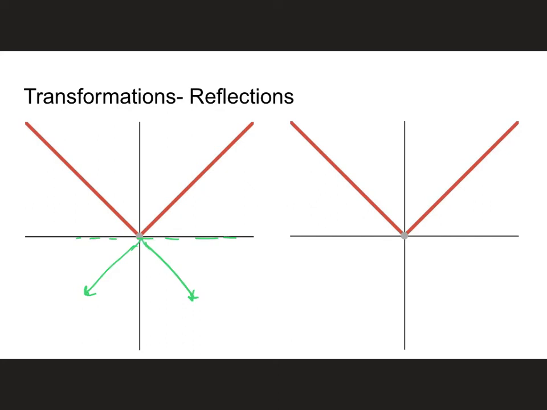But what if we reflect an absolute value graph over the y-axis? What happens? Well, this point, which is here, would be reflected over and go here. This point that's to the left of the axis would be reflected over and go here. And we end up with the exact same graph again. So reflecting an absolute value equation over the y-axis doesn't change the graph, at least if that's the only transformation you're doing.